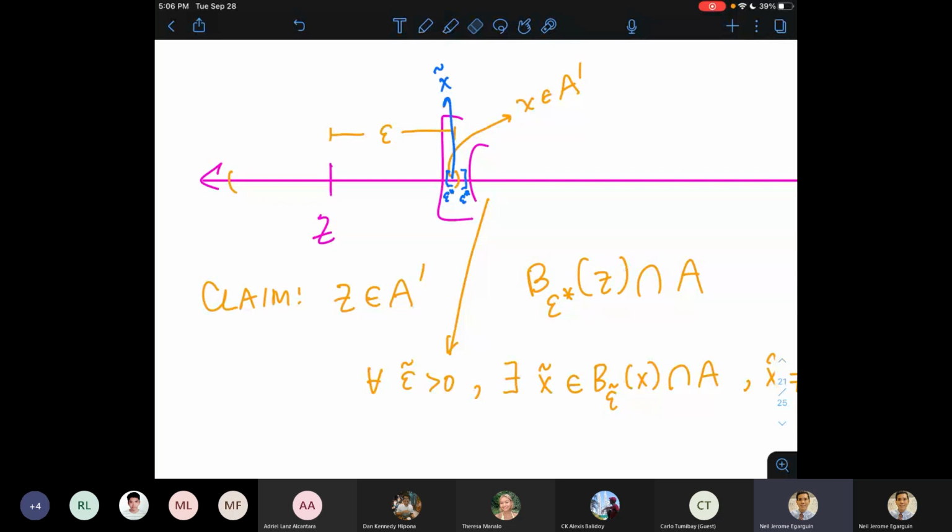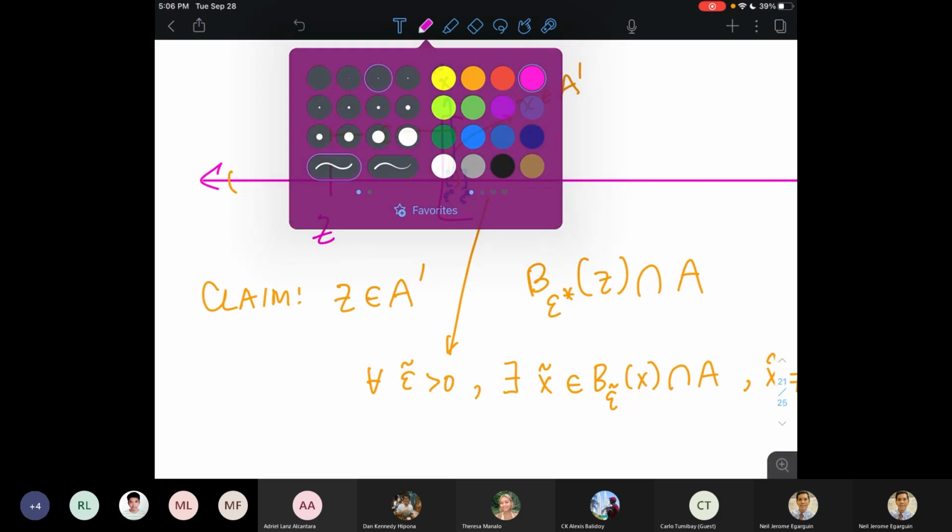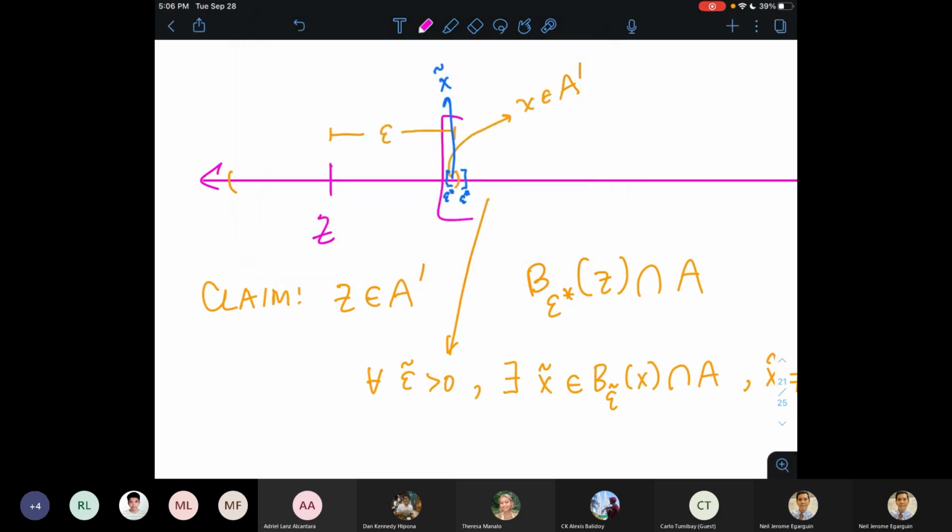The drawing is wrong, though. The boundary of A should be somewhere here, because any epsilon neighborhood around x should contain an element of A aside from x itself, so that there is an x tilde. So x tilde is in between here, between Z and x.